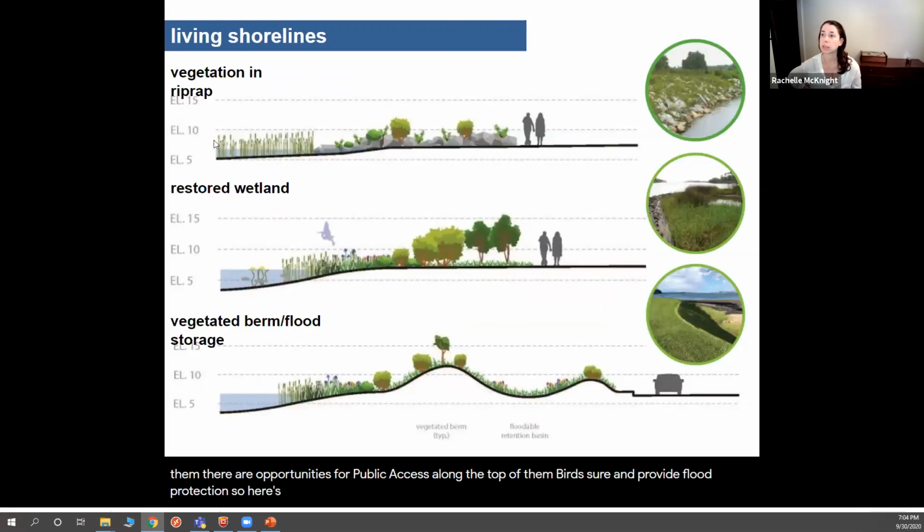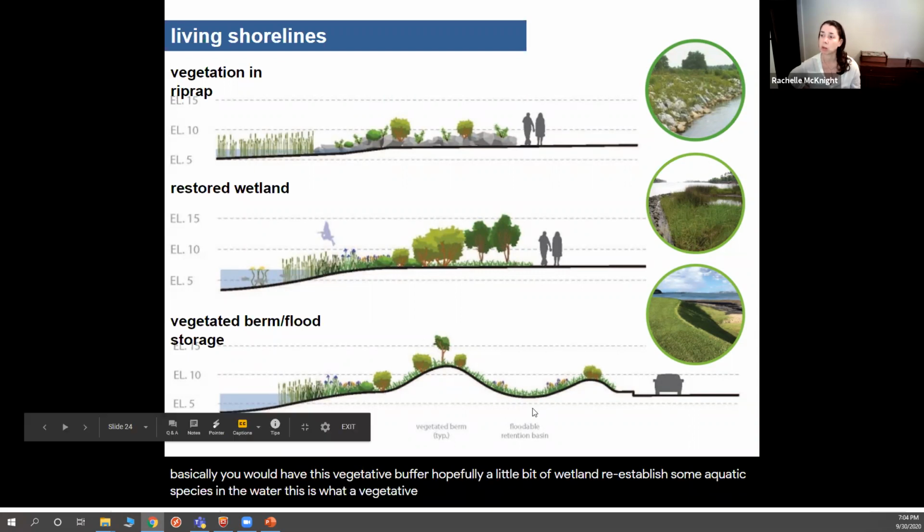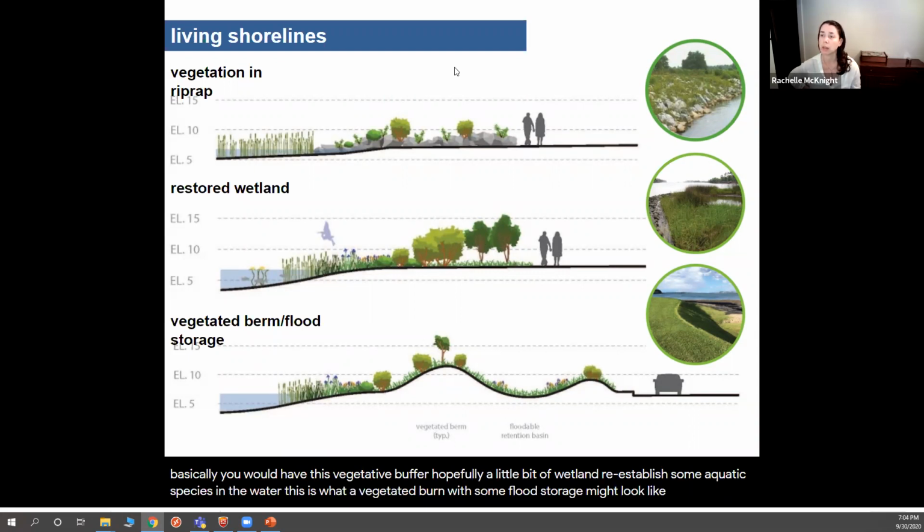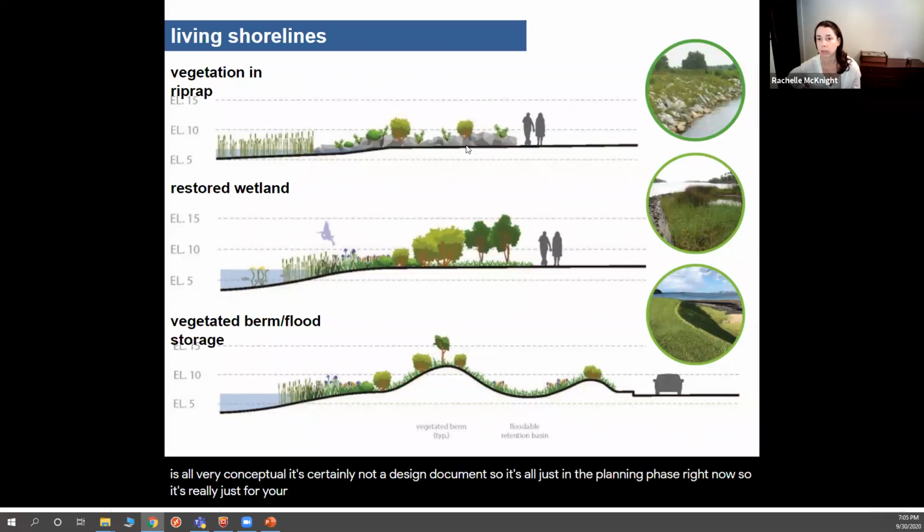So here's just some section drawings of what that would look like adjacent to the shore. So basically you would have this vegetative buffer, hopefully a little bit of wetland reestablished, some aquatic species in the water. This is what a vegetated berm with some flood storage might look like. And again, this is all very conceptual. It's certainly not a design document, so it's all just in the planning phase right now. So it's really just for your visual enjoyment to see what's possible.